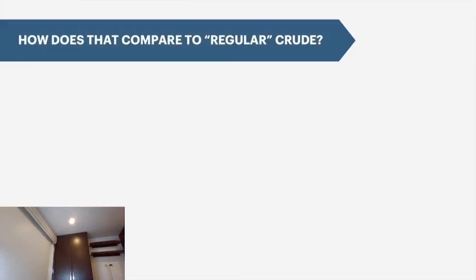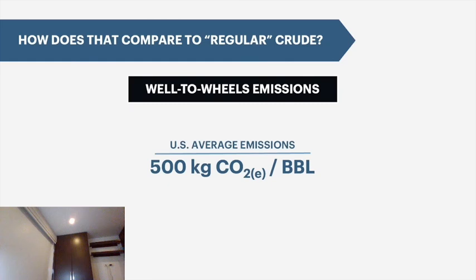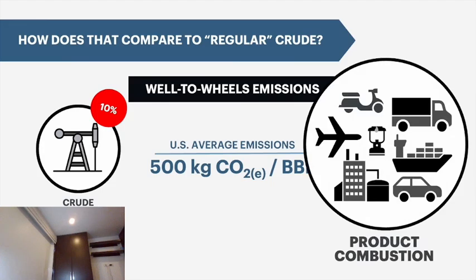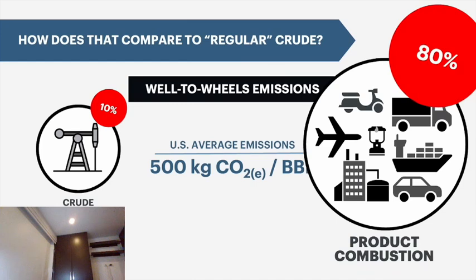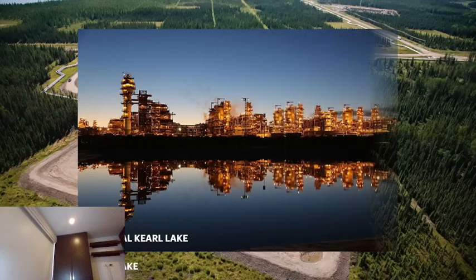From extraction to the point of combustion, the average US barrel emits about 500 kilos of CO2 equivalent per barrel. Remember that extraction methods are only a small part of total emissions. Most of the carbon contained in a barrel of oil is released at the point of combustion. So the average barrel refined in the US is actually on par with mature SAGD facilities like Cenovus's Christina Lake and non-upgraded oil sands mines like Imperial's Curl Mine.